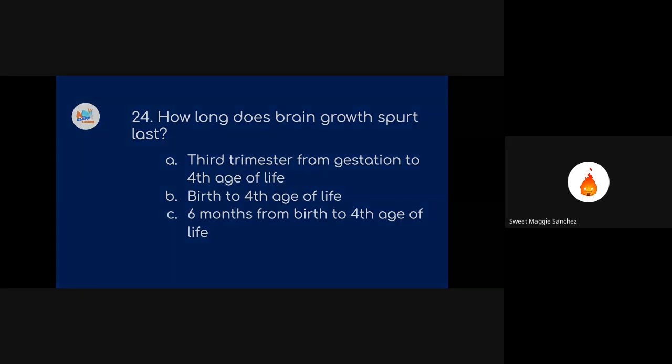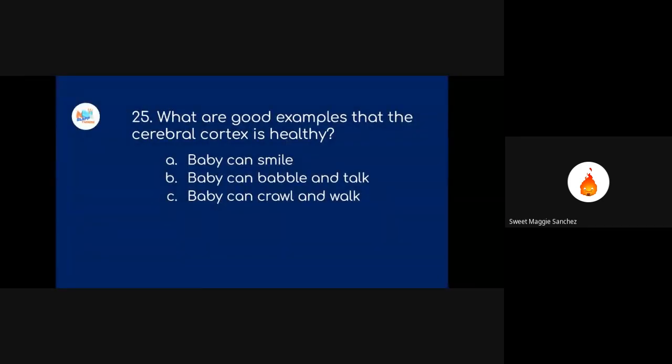Okay, timer stops. Question 25. What are good examples that the cerebral cortex is healthy? Is it A, baby can smile, B, baby can babble and talk, or C, baby can crawl and walk?